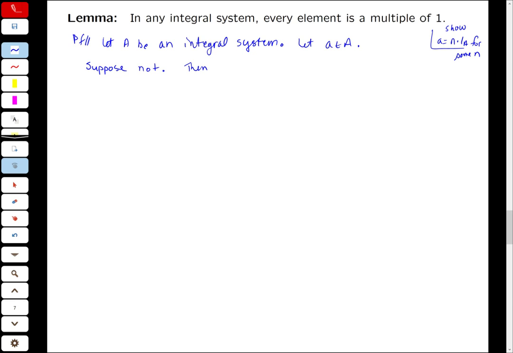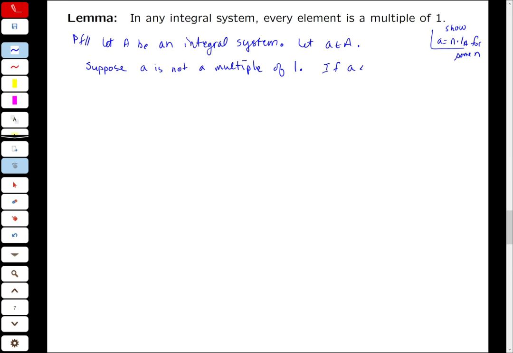Then what we're going to do is find the least positive element of A which is not a multiple of 1. Well, let's first of all set up our set here. A is an A. Suppose A is not a multiple of 1. Let me write this out. The book is not careful right here. They haven't verified that A is a positive element. So we have to check and see what happens.